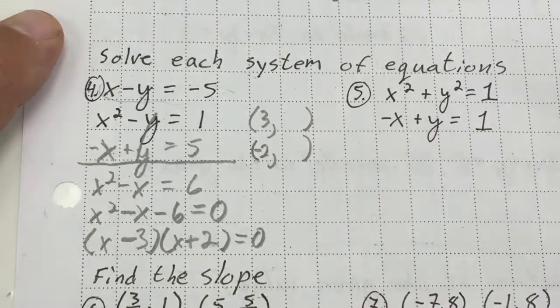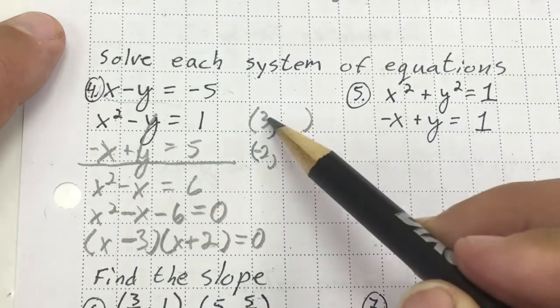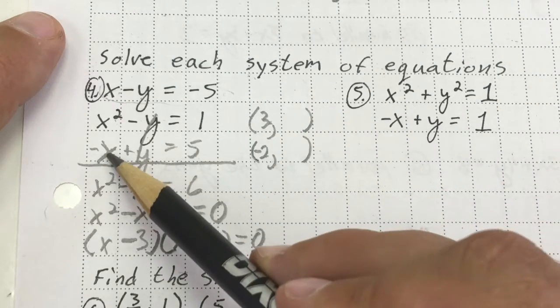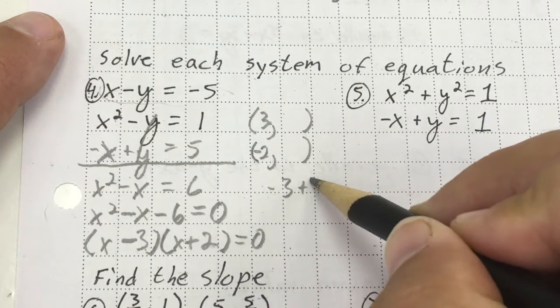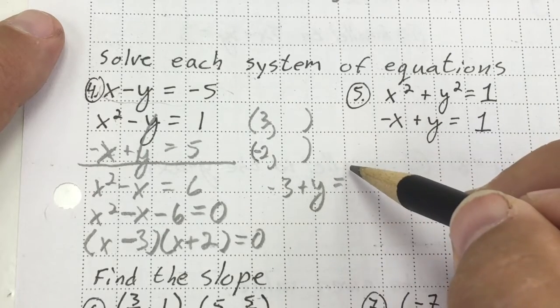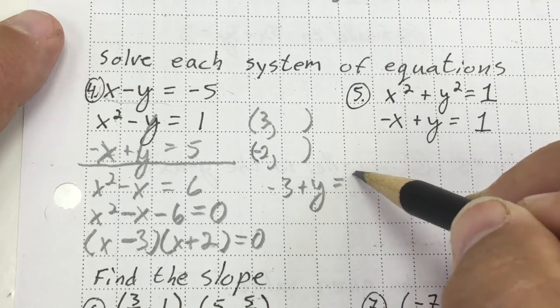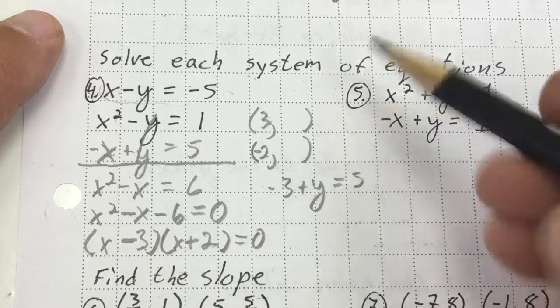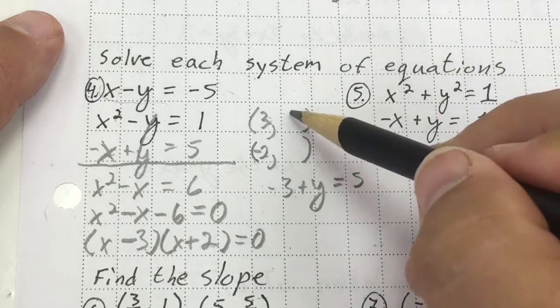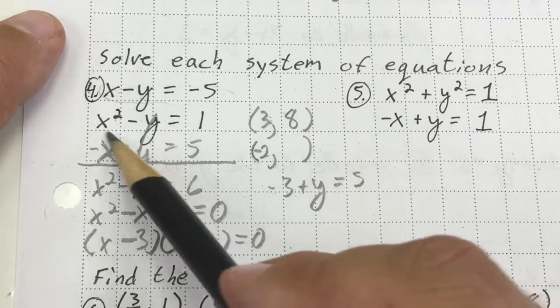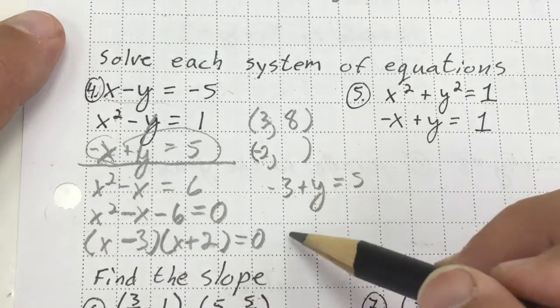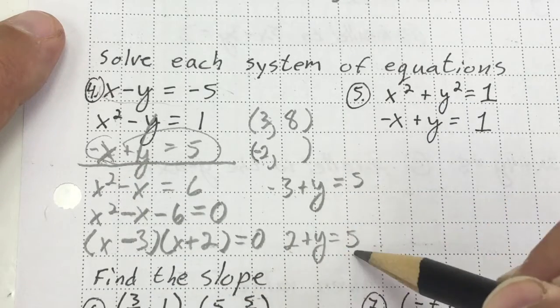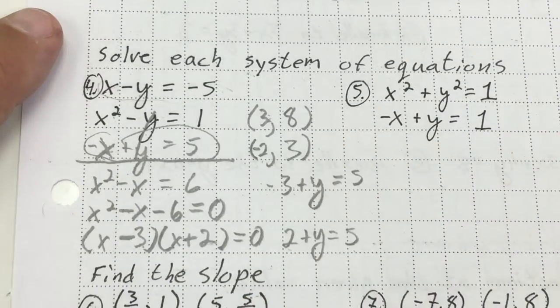Now I want to find out what the y value is where they intersect. So I'm going to take this 3 and plug it in for the x value. So that's negative 3 plus y equals 5. When I plug that 3 in there and bring it over to the other side, that gives me positive 8 when I solve for y. I'm going to do the same thing, taking this and plugging in negative 2. Negative negative 2 is 2, plus y equals 5. I subtract 2 from both sides and I get 3.